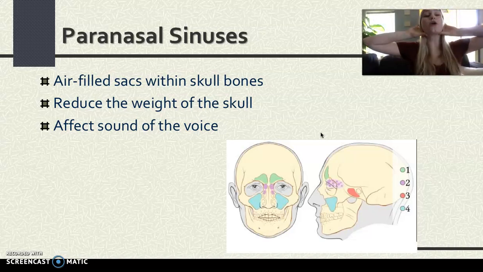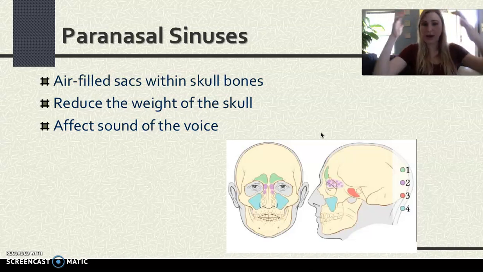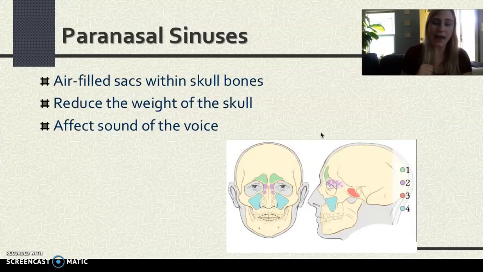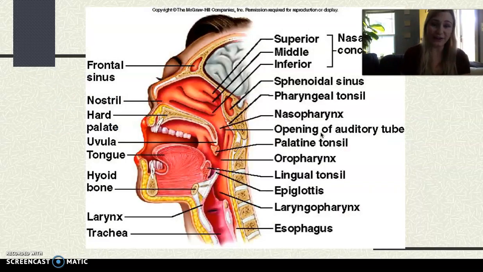Now, because you do already have a lot going on here with your brain and your face and all of your other senses, anything that we can do to lighten that load is going to make it easier on your neck and help reduce any strain of muscles later on. These paranasal sinuses can also affect the sound of your voice. They just help make your skull lighter.